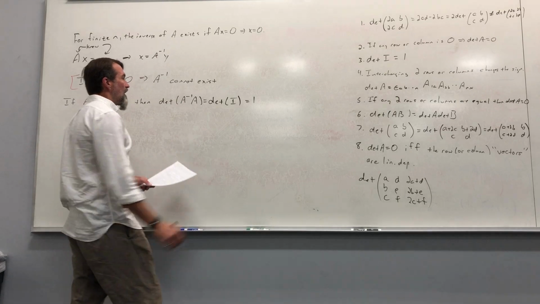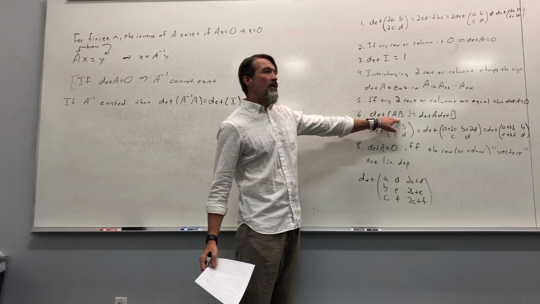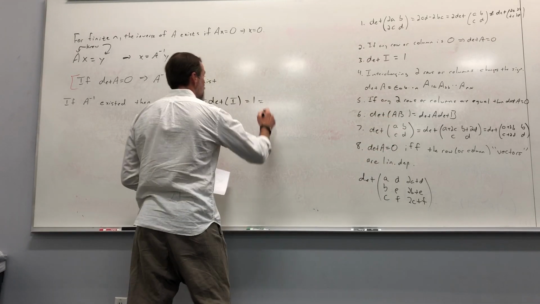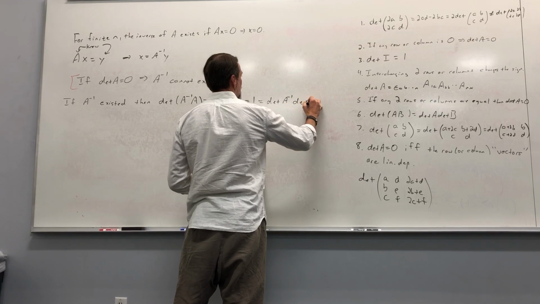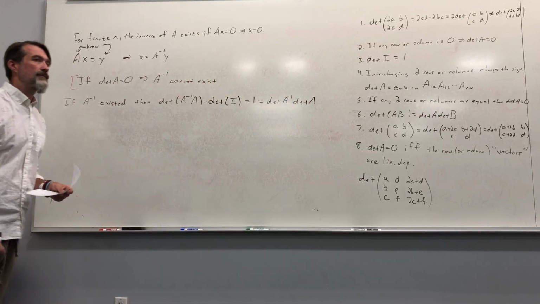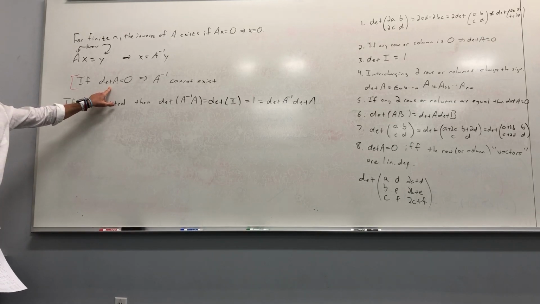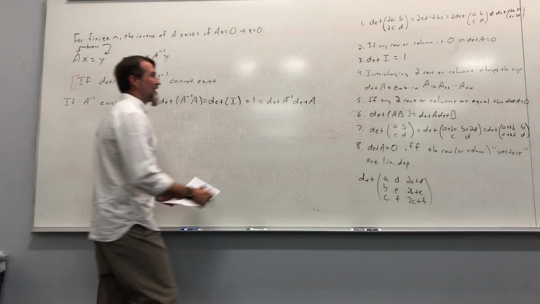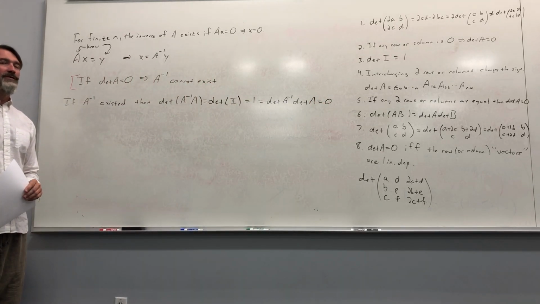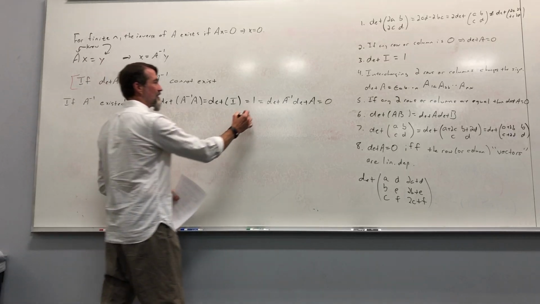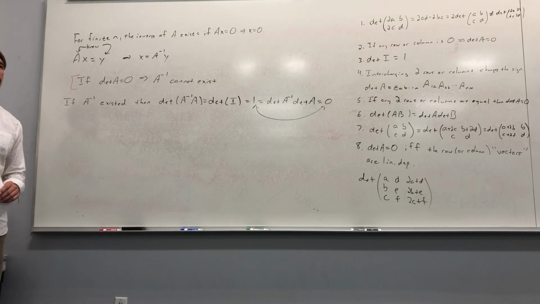Okay? But remember, the determinant of a product of matrices is the product of the determinants. So this is det A inverse times det A. If det A was 0, then by that argument I would conclude that this is 0. Well, there you go. Is 0 equal to 1? No.